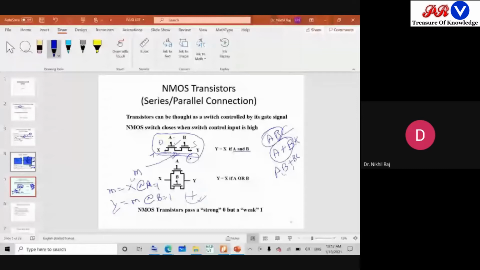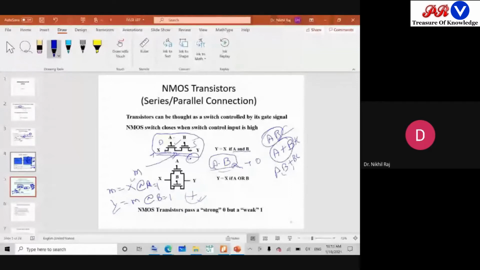What does A dot B mean here? It is nothing but your AND gate. When any of the inputs is 0, the output will be 0. When all are 1, then only the output is 1. So here also the same principle applies. When both are 1, then only the output will get the input, otherwise not.